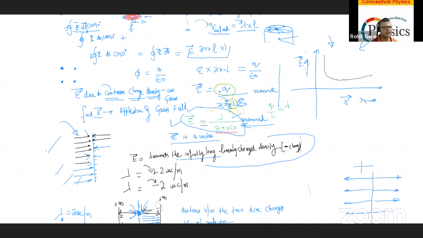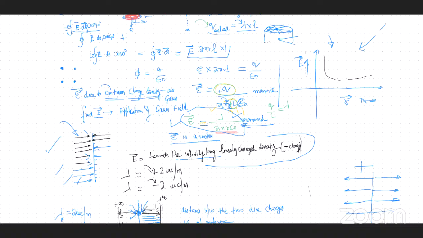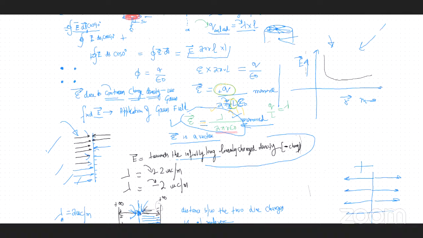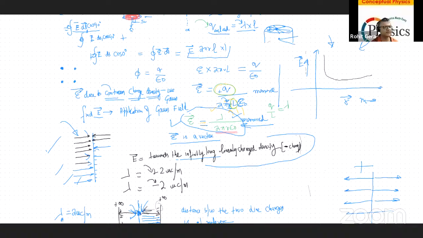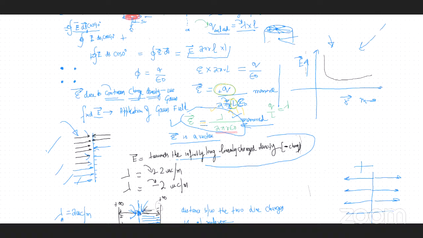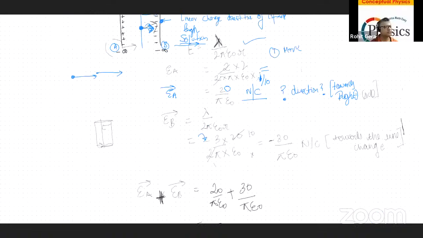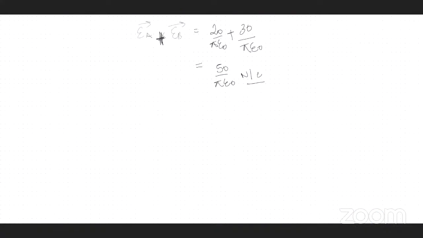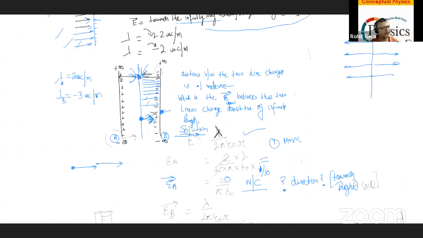Between whom? The distance between the two charges? No, there are no two charges here. There is only one line charge. So there are no two charges here. The infinitely long wire and the charge. No, I meant the infinitely long wire and the point at which the electric field is being found out.